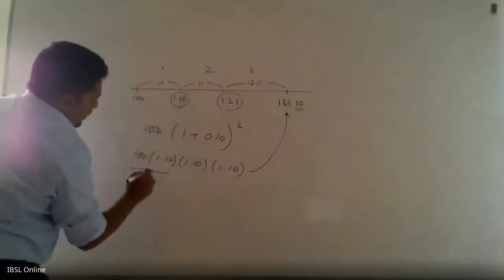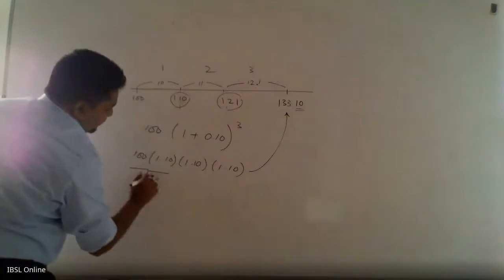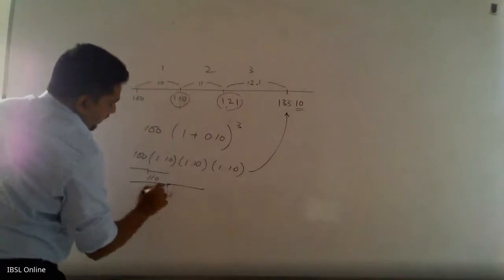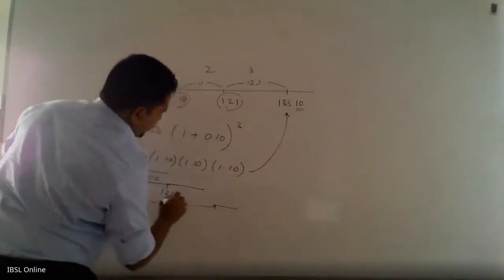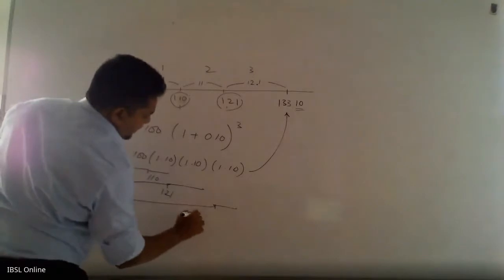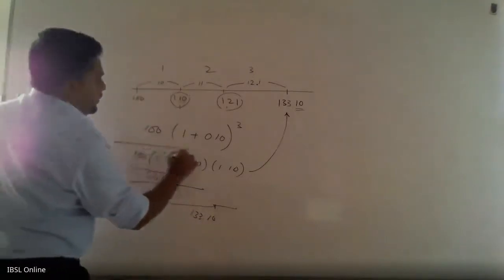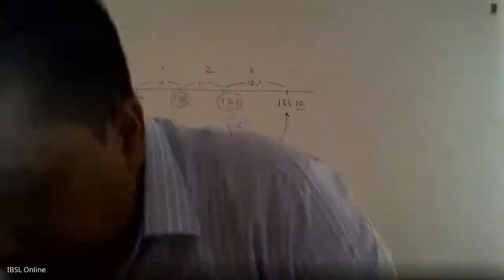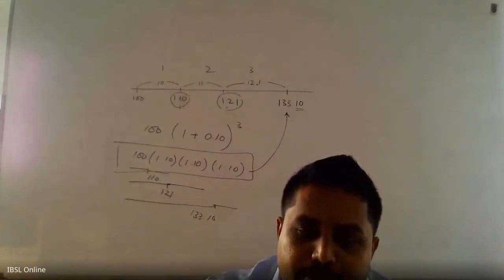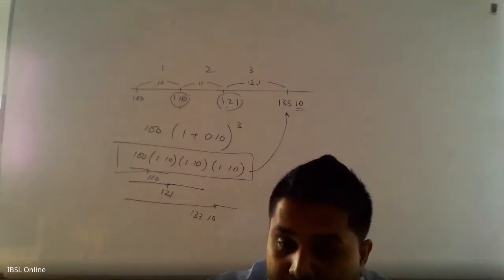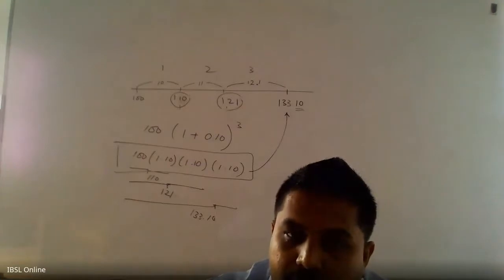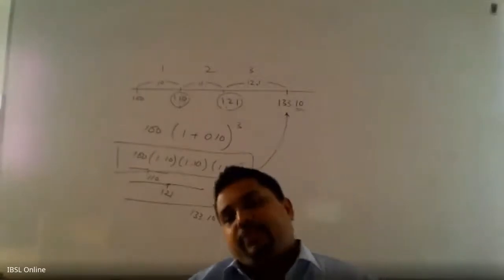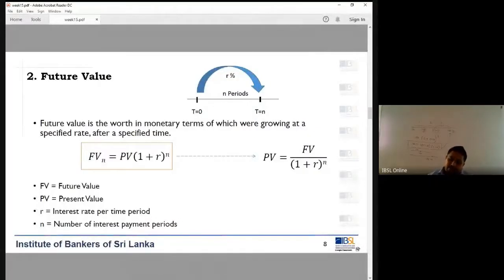100 into 1.1 is going to give you 110. 110 into 1.1 is going to give you 121. 121 into 1.1 is going to give you 133.10. So the equation that we can discuss as future value is going to be equal to present value times 1 plus r to the power n. It is the absolute building block of the discussion on future value and present value and time value of money.